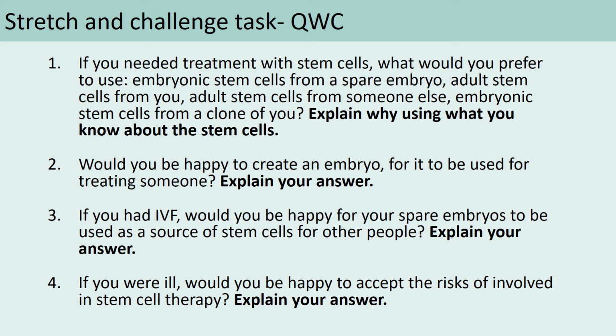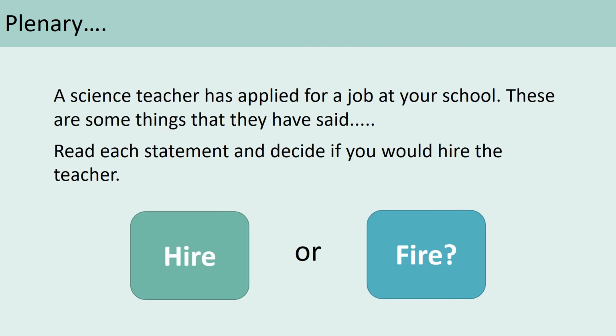Right, we are going to do a very much shorter activity now to finish off, and it is basically you've got to decide whether this is right or wrong. So a science teacher has applied for a job at our school. These are some of the things that they have said. Read each statement and decide if you would hire the teacher or whether you would fire the teacher. So hire if you think that it is correct, that they are telling the truth, or fire if you think that it is incorrect. So true or false, basically.